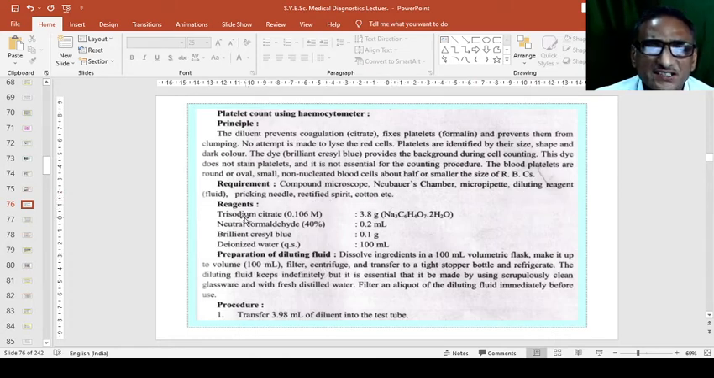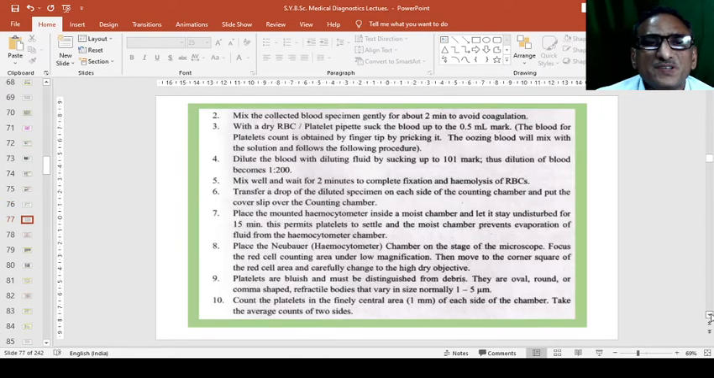And the reagents are trisodium citrate, neutral formaldehyde, brilliant cresyl blue, and deionized water. Then how to prepare the fluid: dissolve the ingredients in a 100 ml volumetric flask and make up the volume to 100 ml. So first of all, transfer 3.98 ml of diluent into the test tube. Then mix the collected blood specimen in about 2 minutes to avoid coagulation. Then dilute the blood with diluting fluid, mix and wait for 2 minutes.